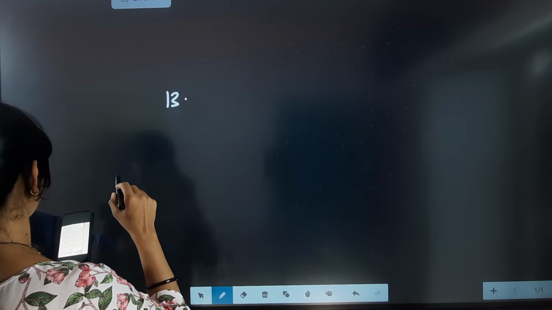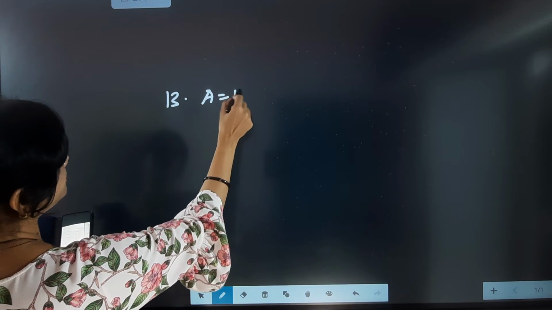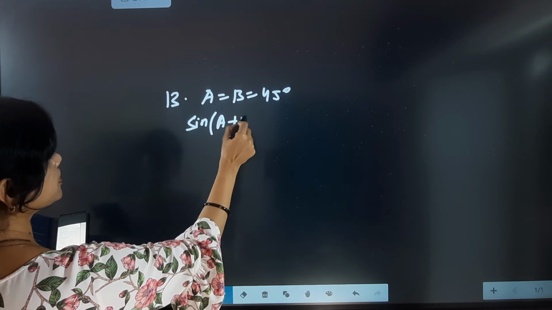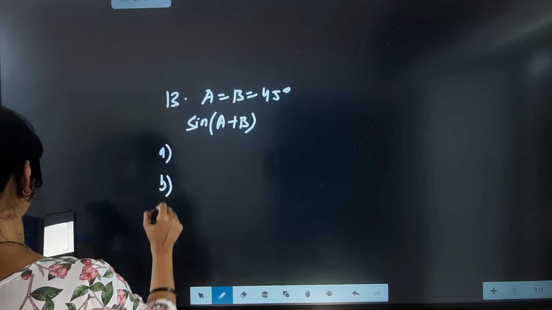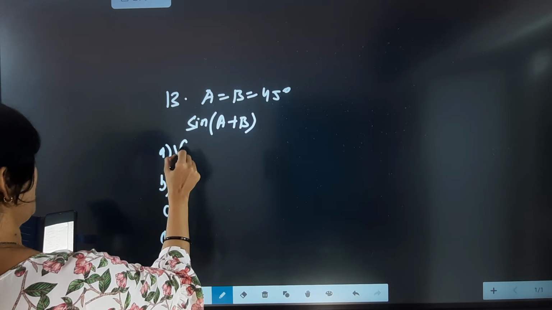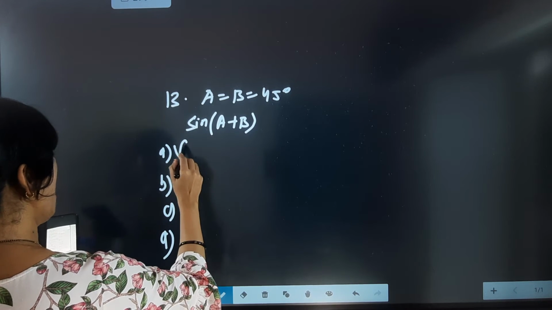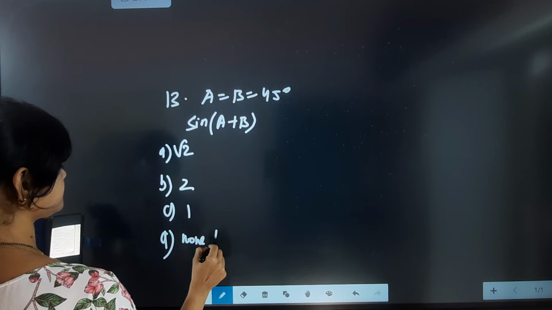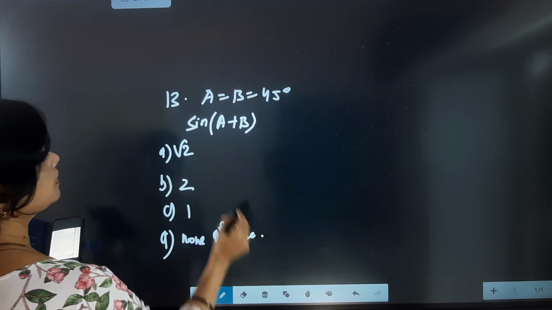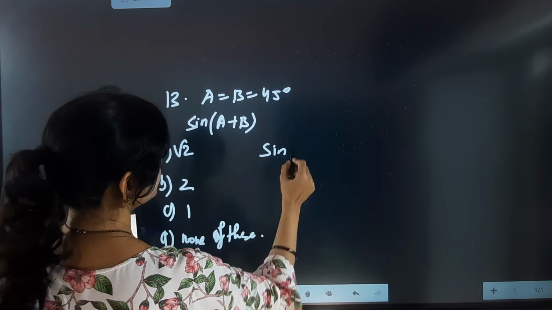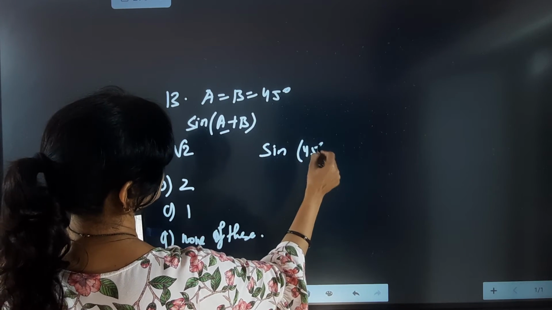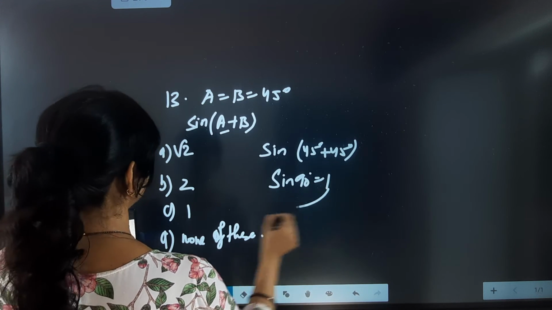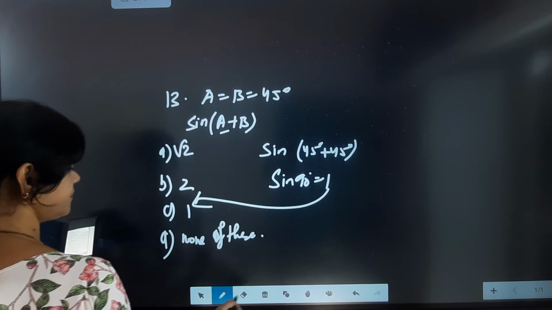A equal to B equal to 45. They are telling that A is equal to B equal to 45 degree. Then sine of A plus B will be what? Options are root 2, 2, 1, none of this. Now here sine of 45 plus 45 is coming sine 90 degree, and sine 90 value is straight away 1. So option will be C.